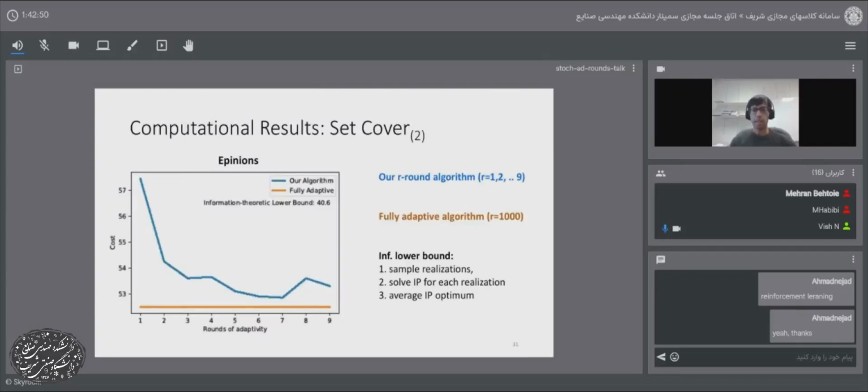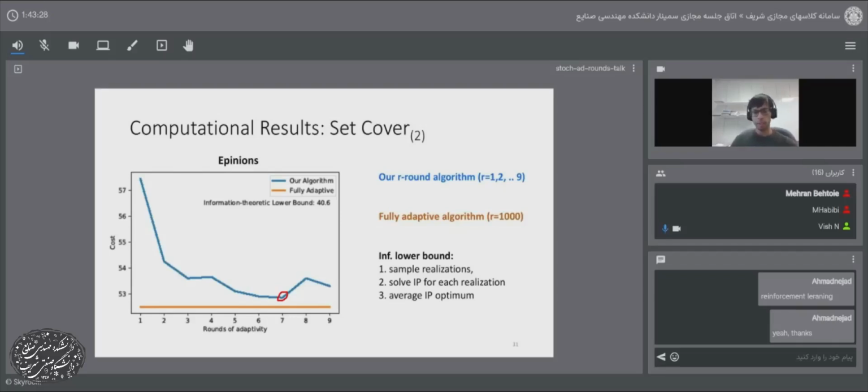So on the opinions network, this is how our results went. The blue curve gives the expected cost of our algorithm, and we vary it with the number of rounds of adaptivity. With one round of adaptivity, which would be a non-adaptive algorithm, our cost is 57 point something. And by the time we come down to 7 rounds of adaptivity, our cost reduces to around 53. The orange line gives you the expected cost of our fully adaptive algorithm.